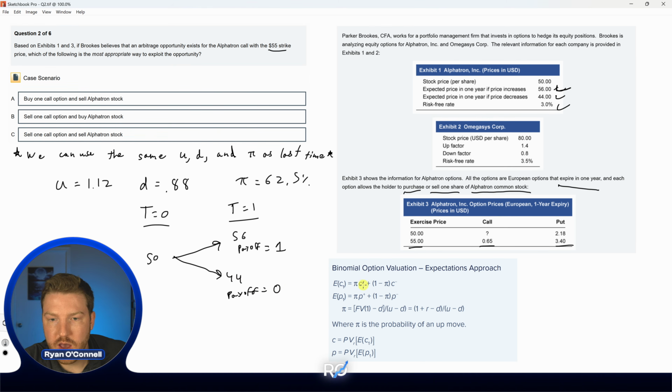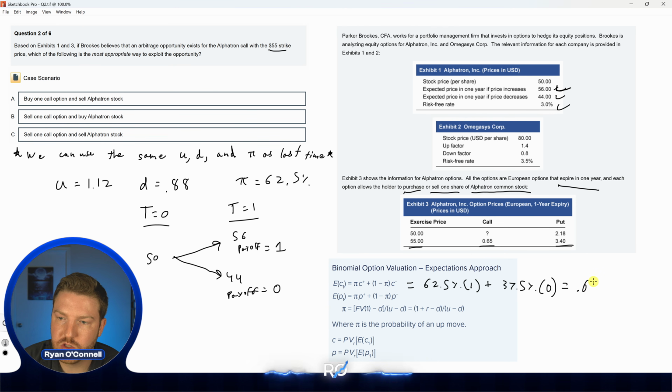So now that we have the call value in the upward scenario and the call value in the downward scenario, we can multiply the probability of the up move, 62.5%, times the $1 payoff in the up move scenario, plus the probability of the down move, 37.5%, times 0. And multiplying those together, it's basically going to be 0.625. And that is the future value. So once again, we found our future value, and now we need to discount it back 1 year.